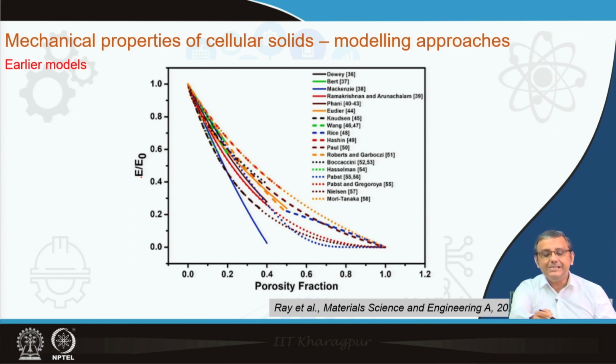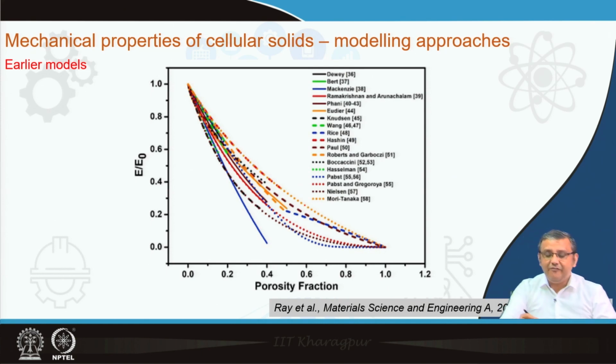One of the biggest drawbacks of these models is that many of those models actually assume that at 100% porosity we obtain zero property value, and at lower porosity, that means at 0.6 or 0.7, around 60 to 70% porosity, we still have a significant amount of the property value.